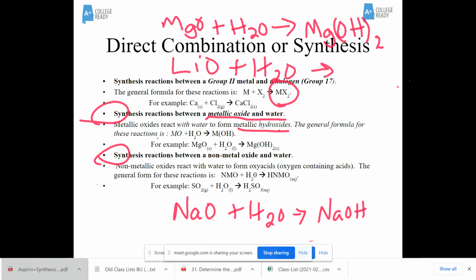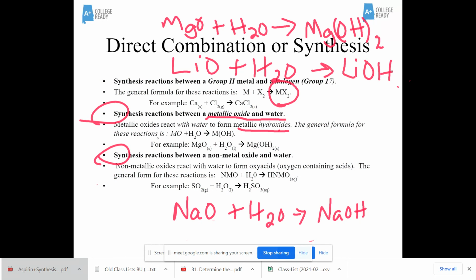And you're going to have to remember that it's a metal oxide. I'm adding it to water. It always gives me a metal hydroxide. So my answer would be lithium hydroxide. And then you balance the equation. So that's how these questions are going to wind up presenting themselves.